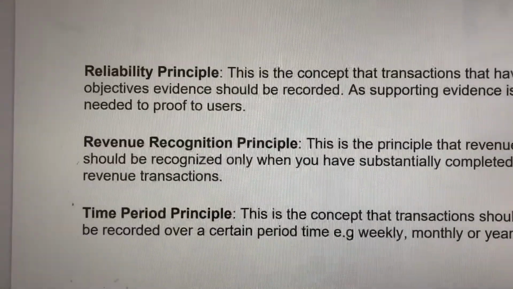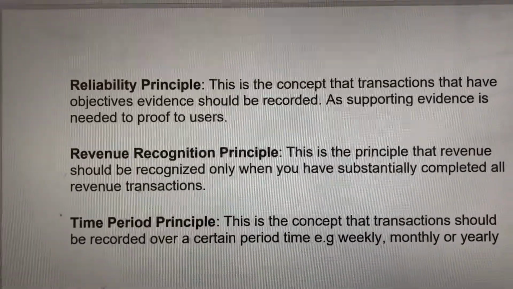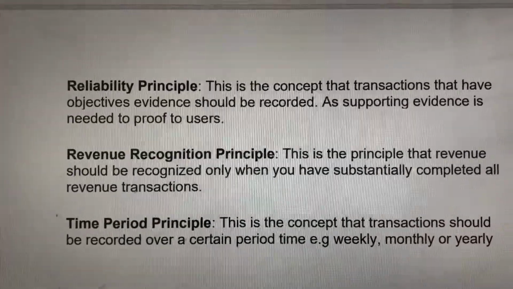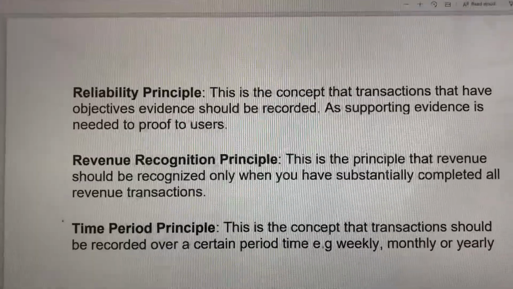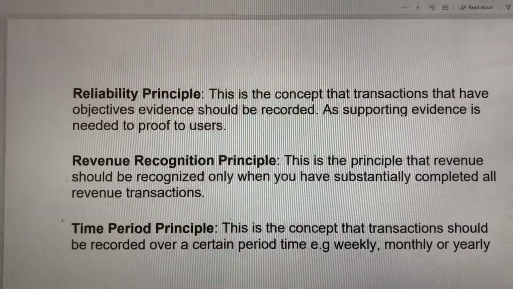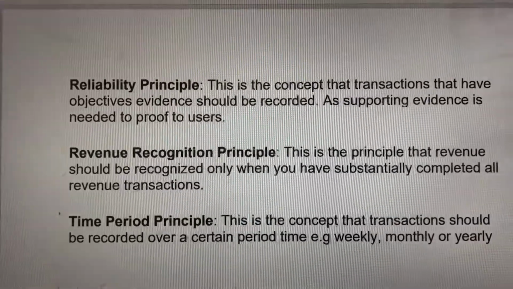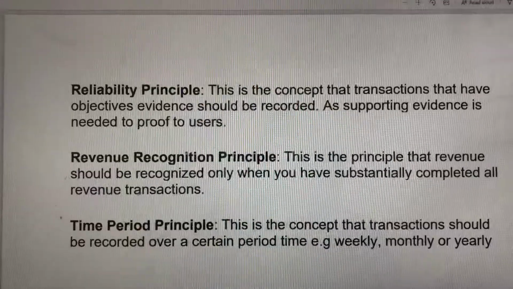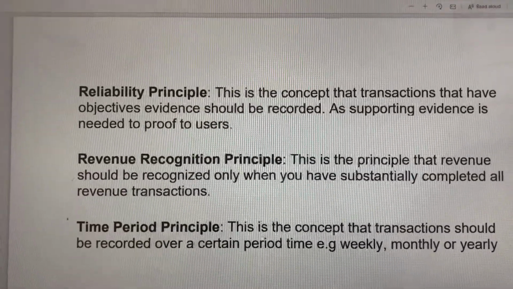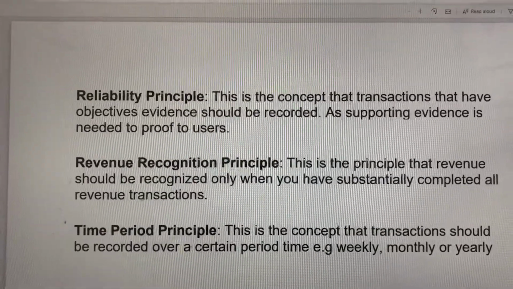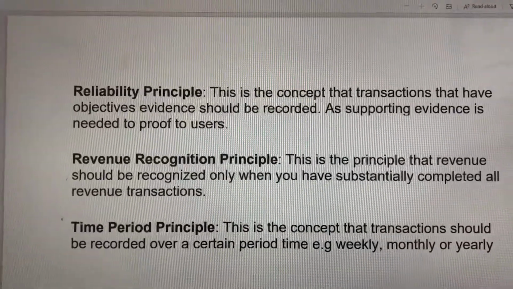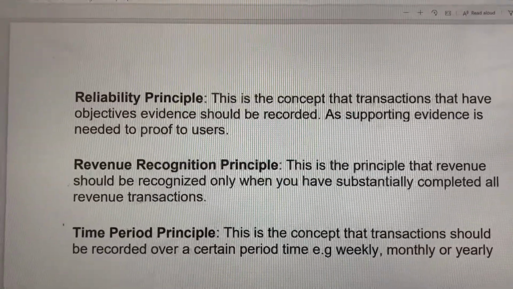And we have the reliability principle, the concept that objective evidence should be recorded as supporting evidence in the financial statements. This is like a proof for us. And the revenue recognition principle: this is the principle that revenue should be recorded only when you have substantially completed the earning of the revenue. Then the time period principle: this is the concept that transactions should be recorded over a certain period of time.